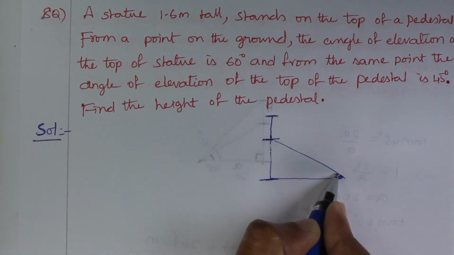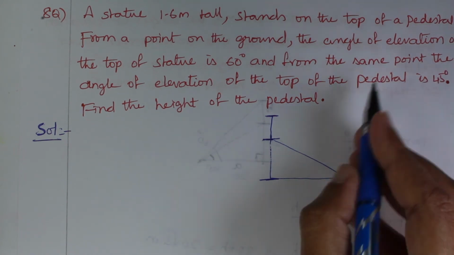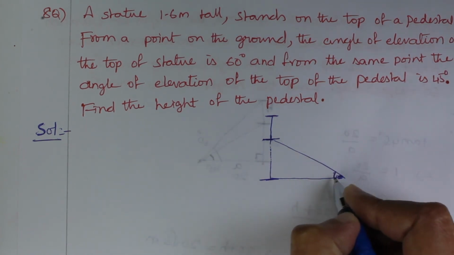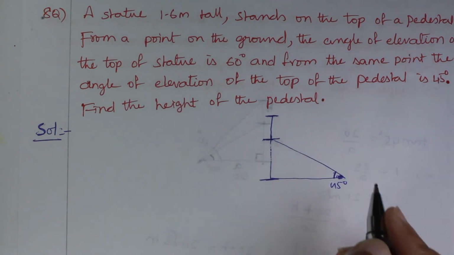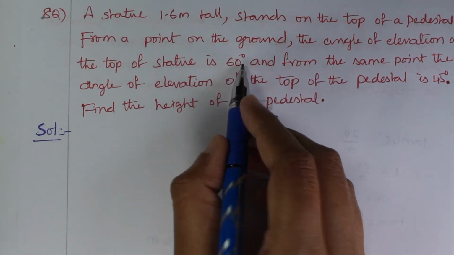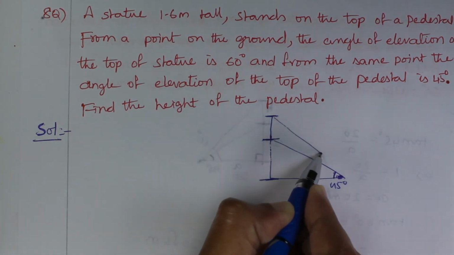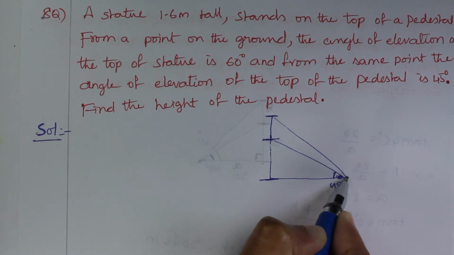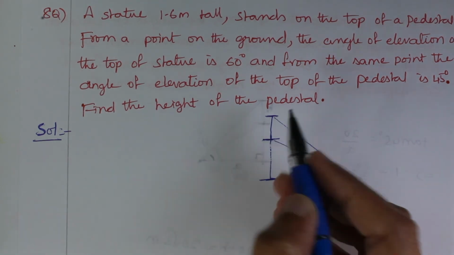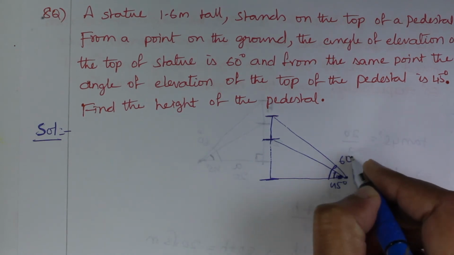The angle of elevation of the top of the pedestal is 45 degrees. So this is 45 degrees. And next, the angle of elevation of the top of the statue is 60 degrees. So from this point, the angle of elevation to the top of the statue is 60 degrees. So this angle is 60 degrees.